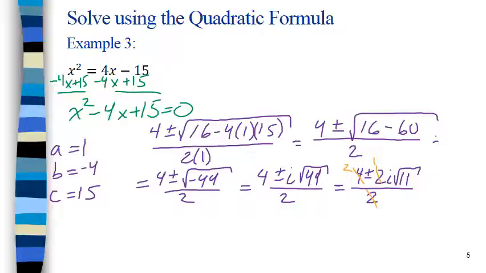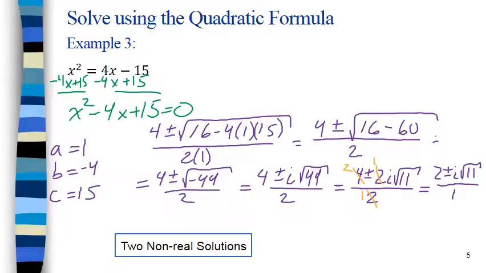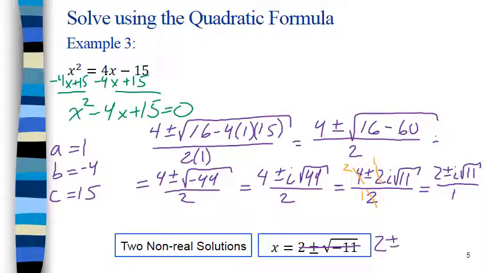4 divided by 2 is 2. 2 divided by 2 is 1. 2 divided by 2 is 1. And so we're left with 2 plus or minus i square root of 11 all over 1, which of course we can just write as the 2 non-real solutions that it is. Let's write 2 plus or minus i square root of 11. There's no reason to leave it in its completely imaginary state. All right.